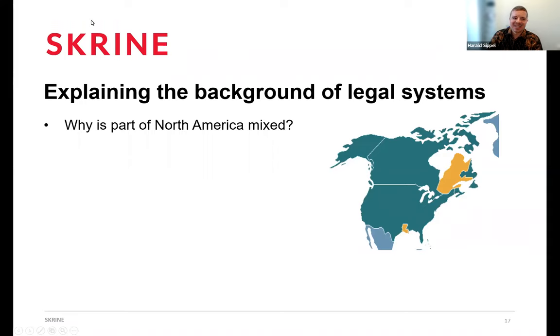Okay, no one dares. Let me tell you that the huge orange part here in Canada is called Quebec. You may have heard about that. And they speak French there, not English. Does this help you? Does anyone have any idea now? Why is it a mixture of civil law and common law and not purely common law like the rest of Canada?